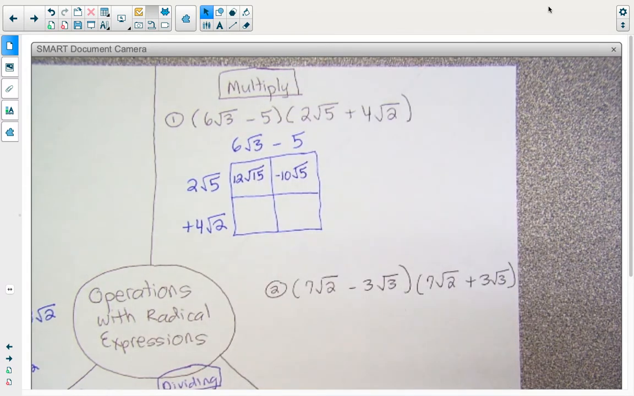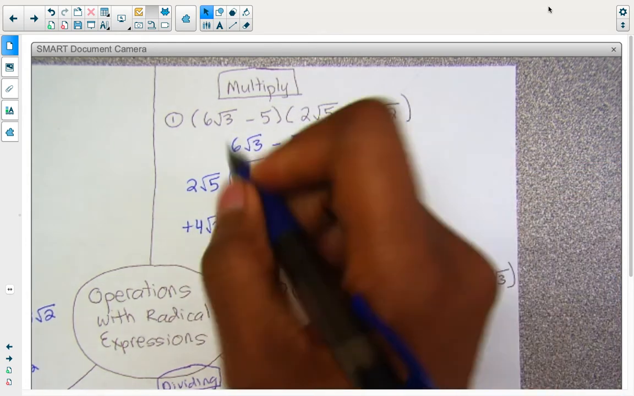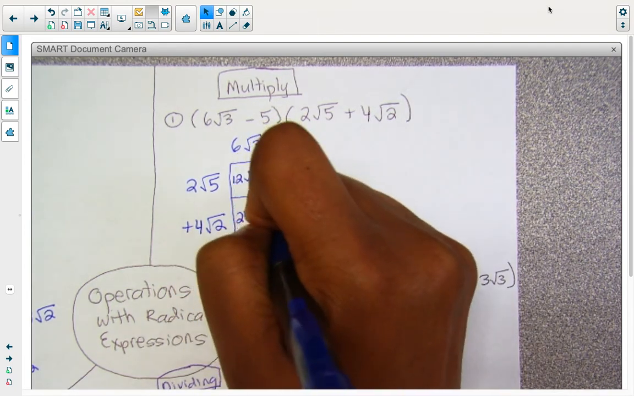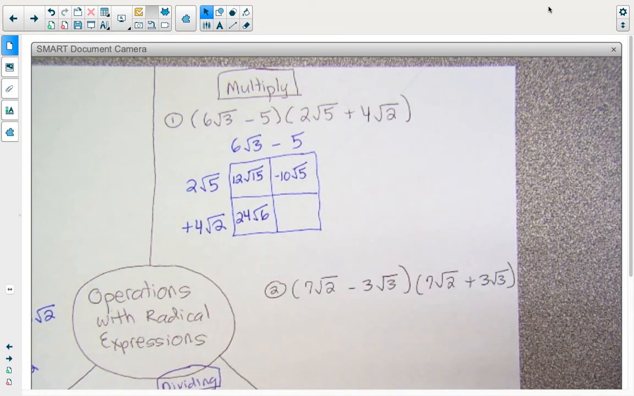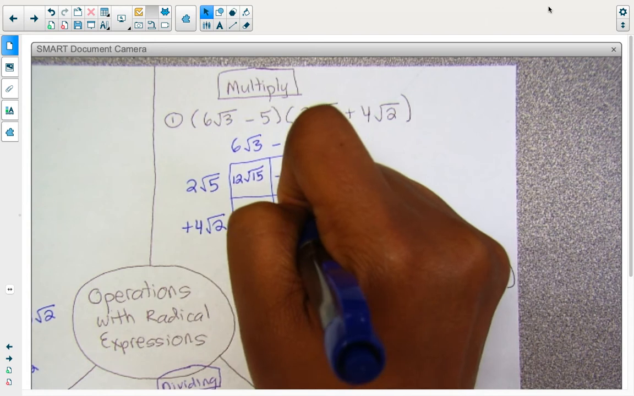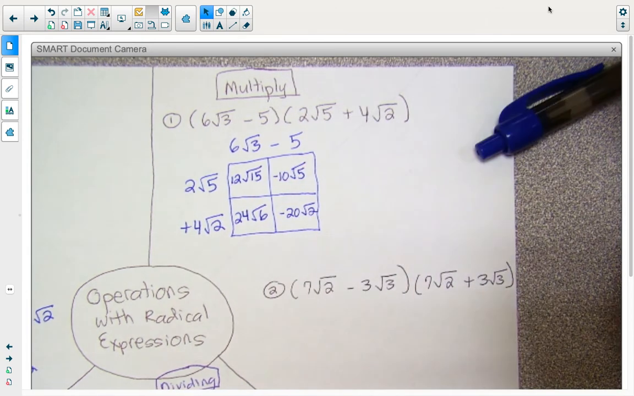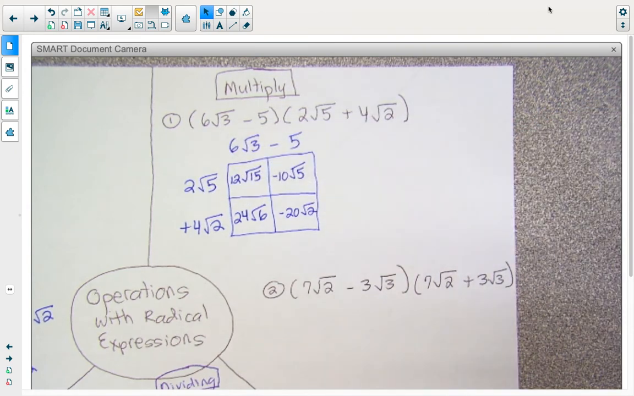So you multiply what's on the outside and then you multiply what's on the inside. Outside with outside and inside with inside. 6 times 4 is 24. 2 times 3 is 6. So that's the square root of 6. And negative 5 times 4 square roots of 2 is negative 20 square root 2.